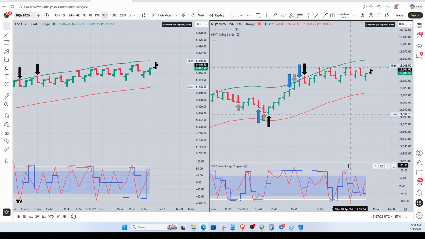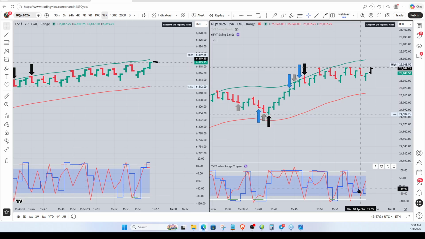What we're looking for, Mark, you want to see it cross like this right here, where it crosses the blue and the blue is still inside the cover. That's what you want to see. That's what made this a long trade here a minute ago.